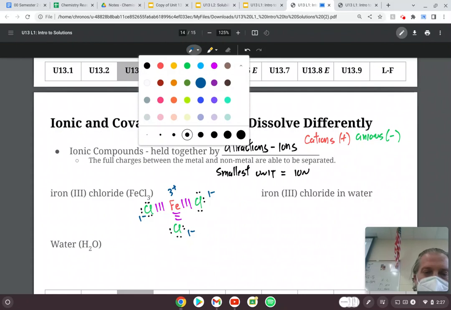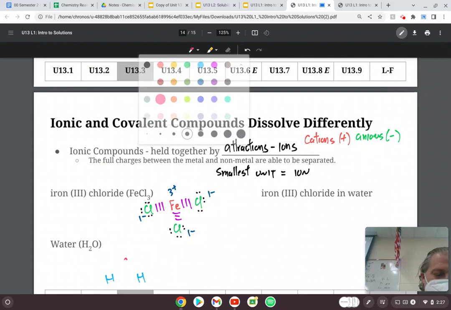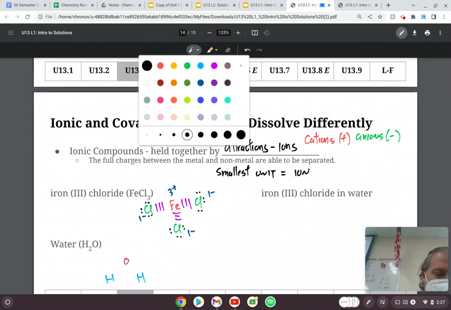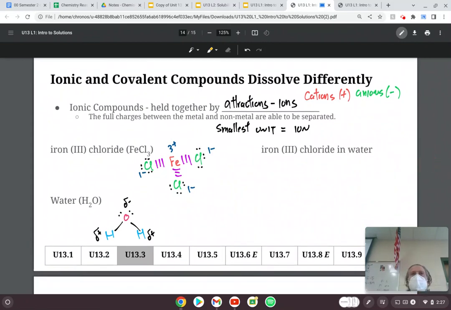Water, though, this time I'm going to draw like this to help illustrate a point. Again, water is going to be bonded to each other, the oxygen and the hydrogen, and this is going to be delta negative and a delta positive and a delta positive. So when the iron chloride gets dumped into water, what ends up happening is the individual ions separate and get surrounded by the water molecules.